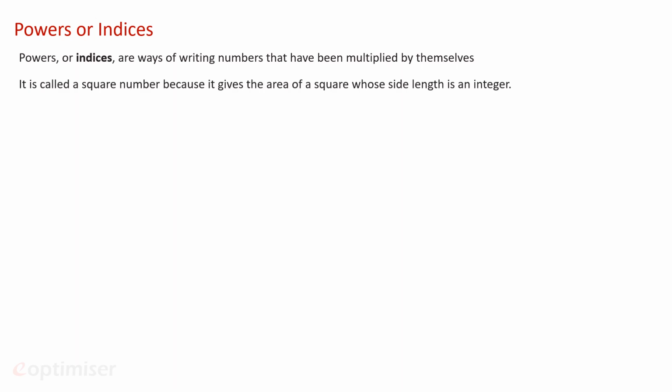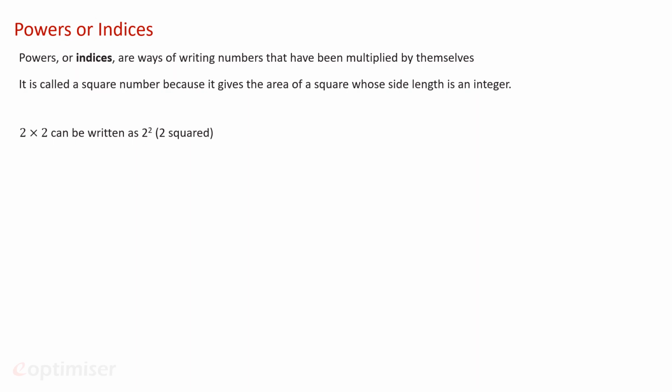So for example, a square is that number multiplied by that number, a square number. You learned it before. That number multiplied by that number, again multiplied by the same number, is a cube number. So, for example, 2 into 2 is a square number. 2 into 2 into 2 is a cube number. So those types of numbers you can write as powers or indices.